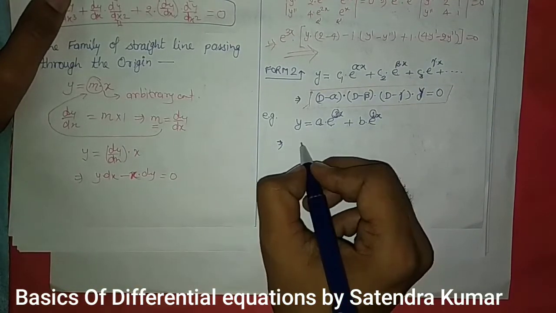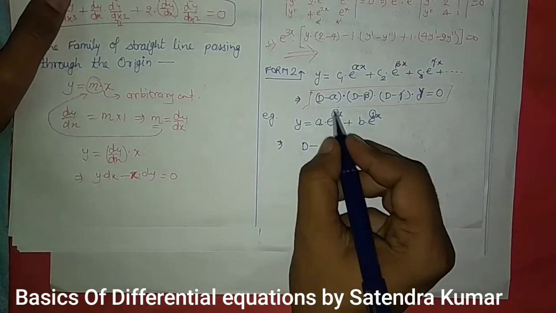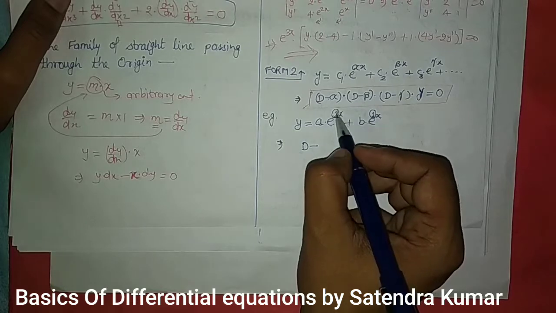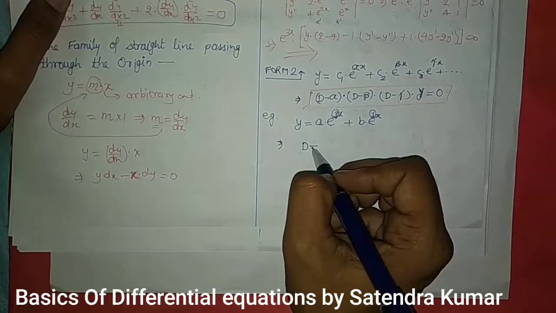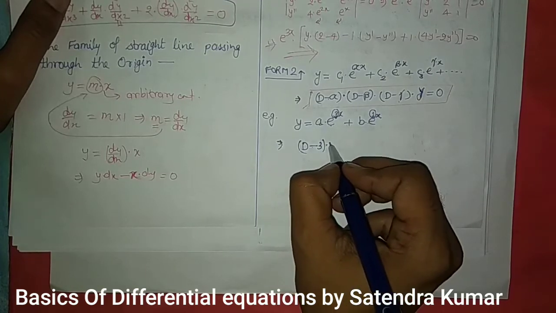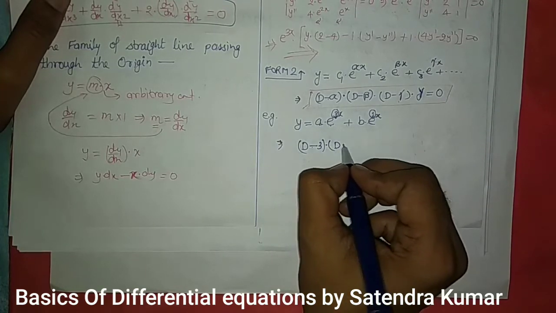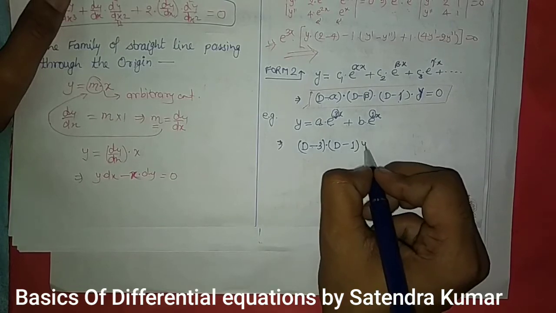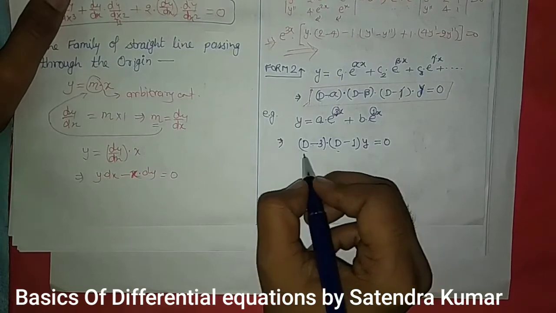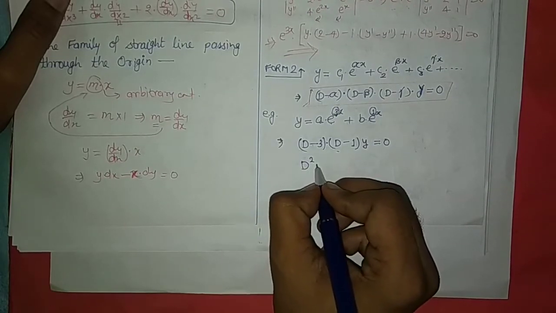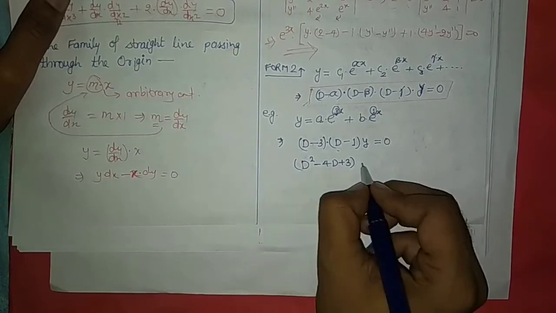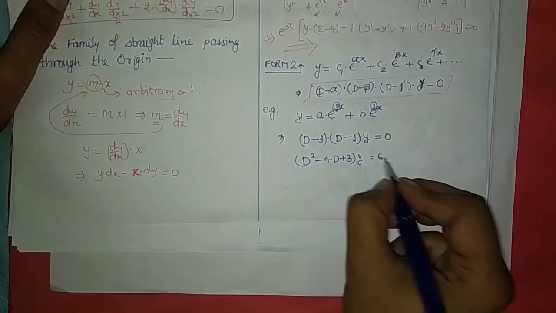So it should be written as D minus alpha. If alpha is positive, then put a minus sign here. If it is negative, then negative and negative will be positive. So (D minus 3) into (D minus 1) into y is equal to 0. If we solve this simple algebraic expression, we get (D2 minus 4D plus 3) times y is equal to 0.